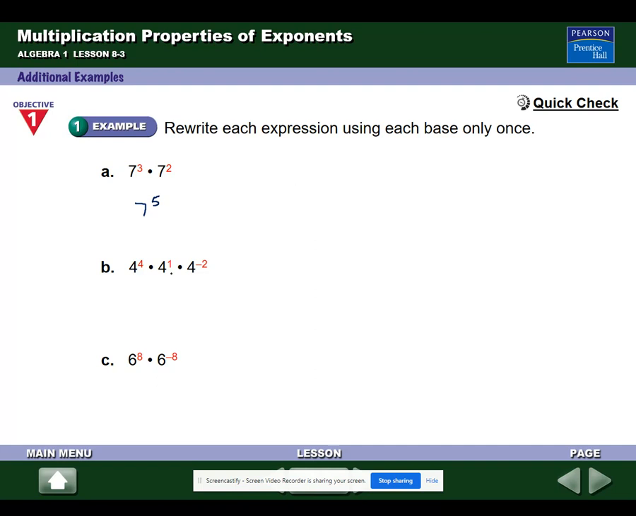4 to the 4th times 4 to the 1st times 4 to the negative 2nd. When there's 3 of them like this, you can just add all the exponents. 4 plus 1 is 5, plus negative 2 would be 3. This is 4 to the 3rd.